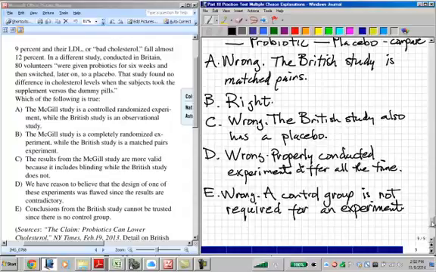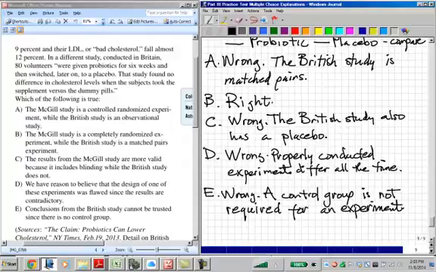D, we have reason to believe the design of one of these experiments is flawed since the results are contradictory. Wrong. Properly conducted experiments differ all the time. Remember, they're conducted on two different populations, so there are all kinds of differences between the populations. E, conclusions from the British study cannot be trusted since there's no control group. Wrong. A control group is not required for an experiment.